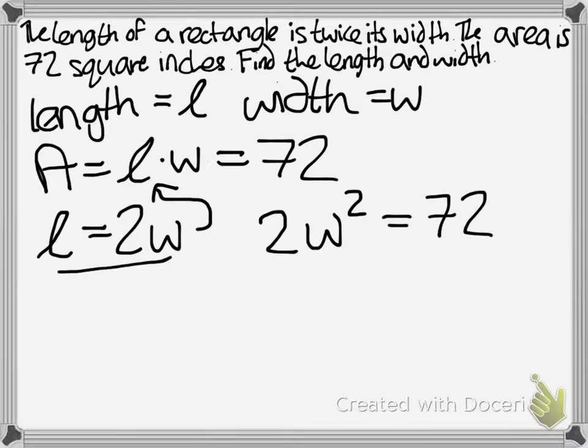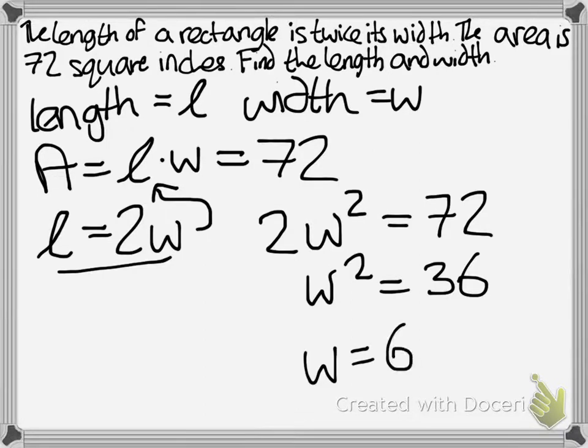I don't even need to use my fancy techniques that I have. I'll divide both sides of this by 2. W squared is equal to 36. I'm going to think to myself, what squared is 36? W is 6. Technically, solving this equation, W could also be negative 6, but I have never in my life encountered a rectangle with negative width, so for sure my width is 6.